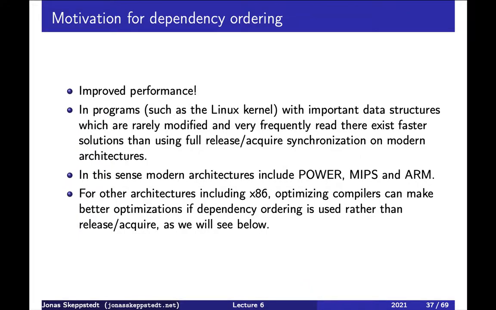Now explain the motivation for memory order consume. And as expected, it's about improved performance. In some programs, including the Linux kernel, there are data structures which are rarely modified and frequently read by multiple threads. And as we will see, there are situations when we can improve the performance if we don't use normal release and acquire.